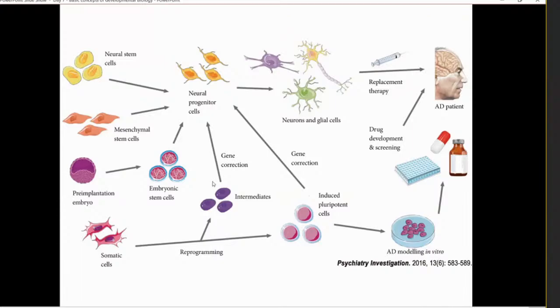It's a one way, that is an artificial way: somatic cell reprogramming, induction of pluripotent stem cells. Another thing is that which happens naturally. Natural stem cells are the natural progenitor cells. Natural progenitor cells form the neurons and glial cells, and these cells are used in replacement therapy. They are injecting the developed cells into their brain.